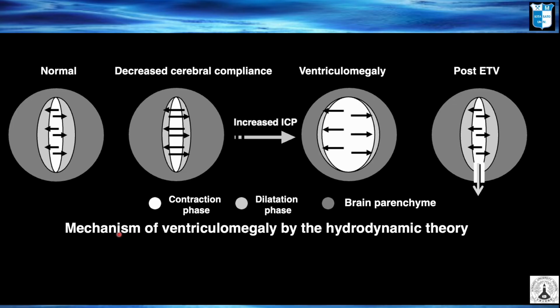This is a theory of the mechanism of ventriculomegaly by the hydrodynamic theory, in which pressure plays a very important role. This is the normal intraventricular pressure and the brain parenchyma, and here is decreased cerebral compliance. Then the intraventricular pressure increases, causing increased cerebral pressure, and ventriculomegaly follows. So if you do an ETV here, this increased pressure goes out from the ventricle, and the ventricle size shrinks.